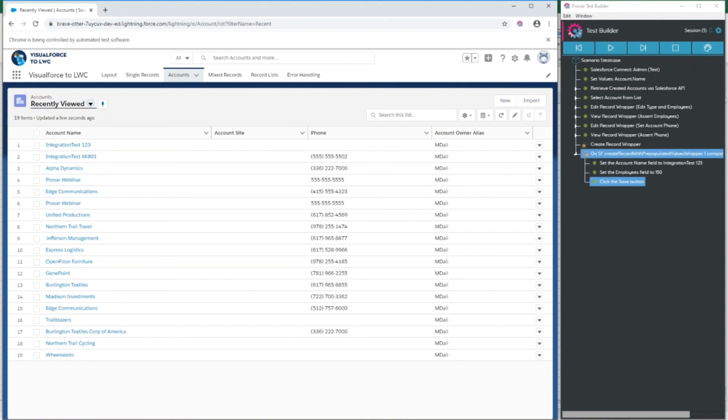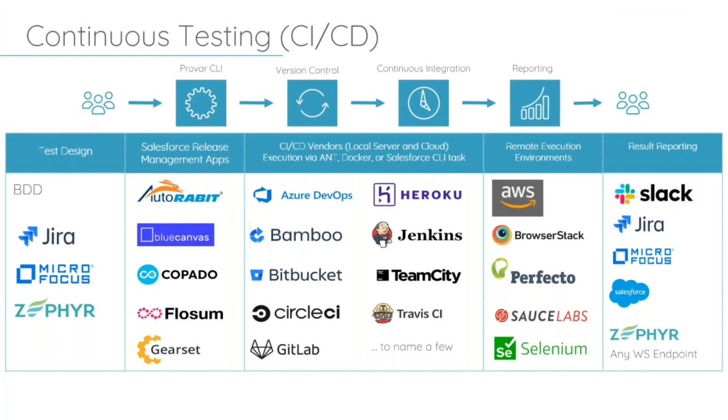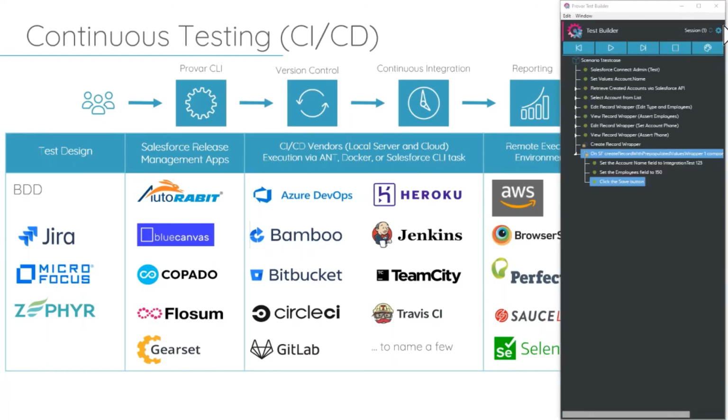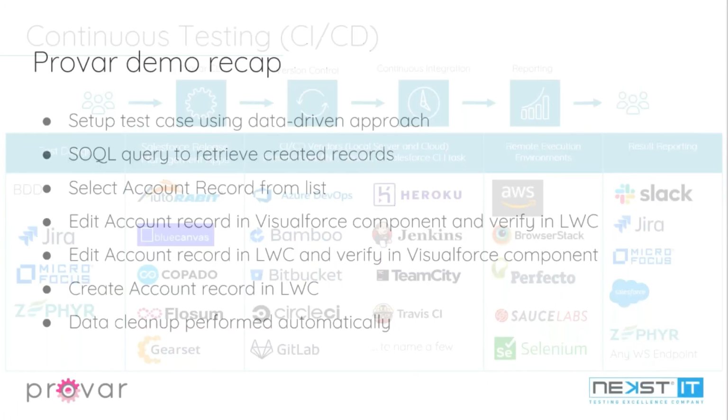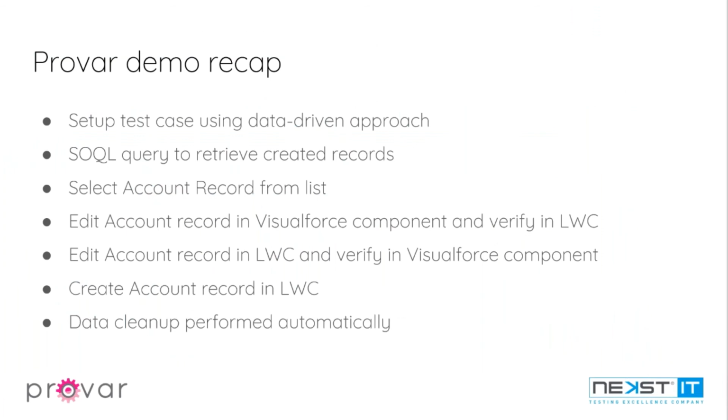Okay, so let's recap. So first, we set up our test case using a data-driven approach. We put all of our test data into an Excel spreadsheet, and then we populated that with rows of different account records. And then we read from that and created accounts in Salesforce based on the data inside of that spreadsheet. Next, we used a SQL query to retrieve the created records. Now, one of these records is going to be used as our test account. It's selected randomly from the list.